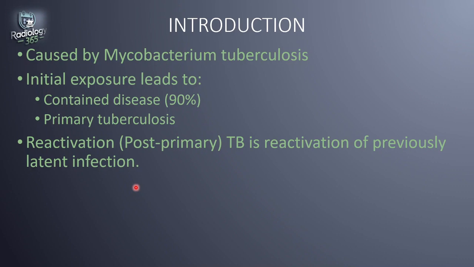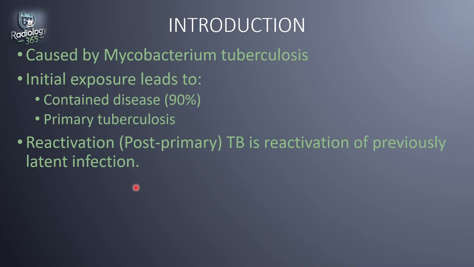Usually, in a patient with normal immunity, the tuberculous bacilli are sequestered with a caseating granulomatous response, so they are walled off, and that eventually leads to the contained disease. It doesn't go on to cause any illness.